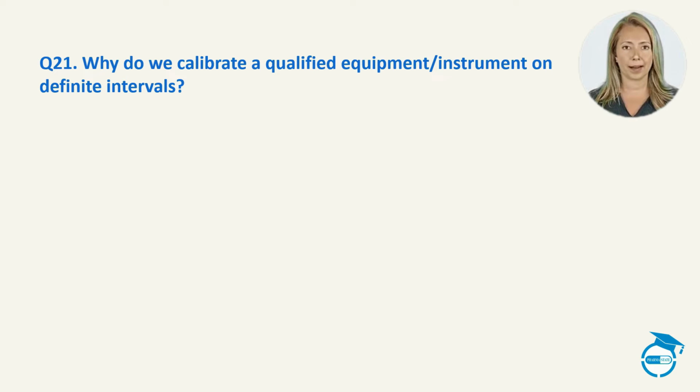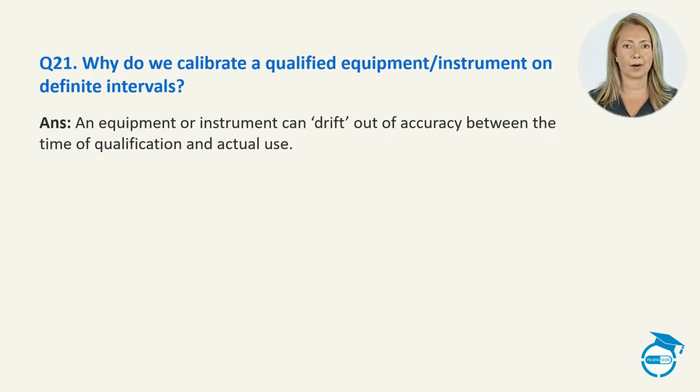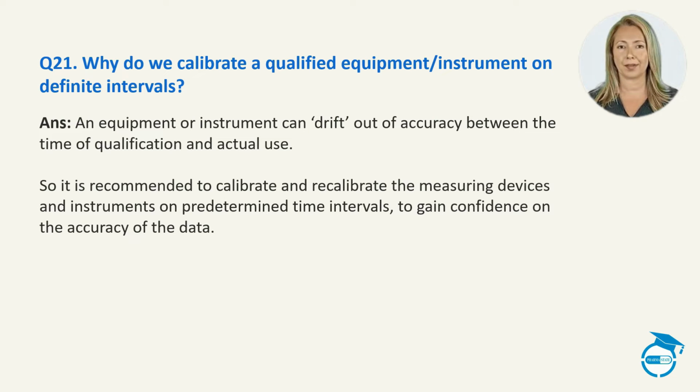Why do we calibrate a qualified equipment or instrument at definite intervals? An equipment or instrument can drift out of accuracy between the time of qualification and actual use. So it is recommended to calibrate and recalibrate the measuring devices and instruments at predetermined time intervals to gain confidence in the accuracy of the data.